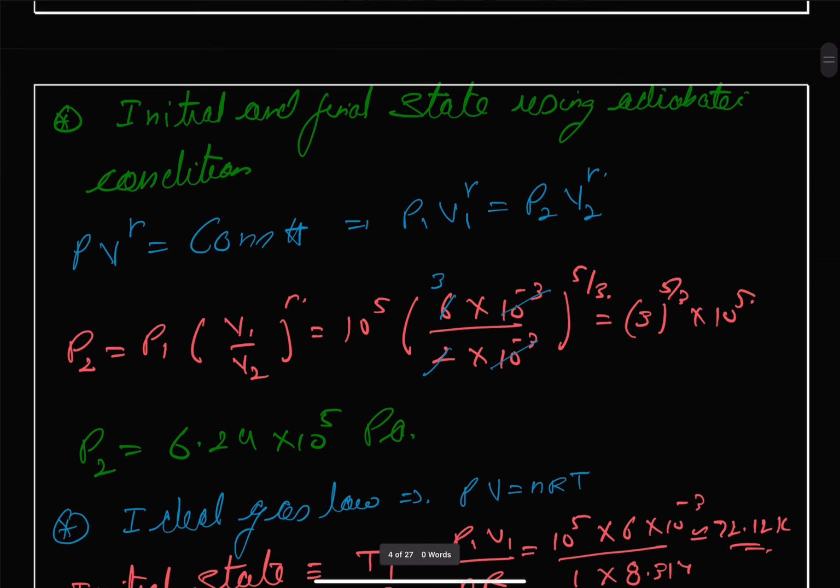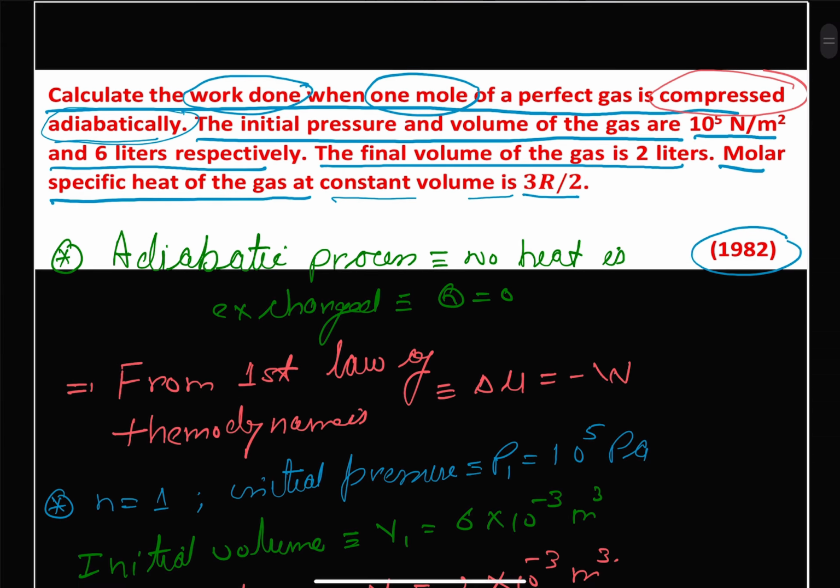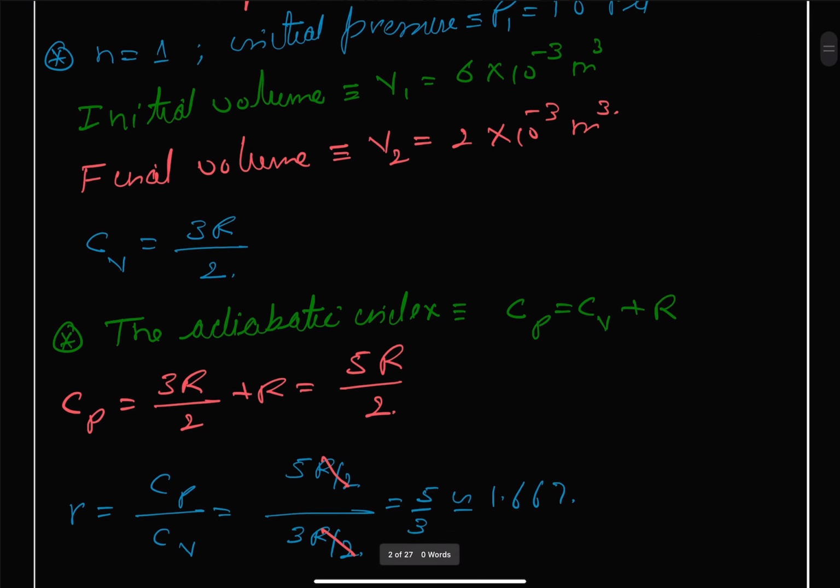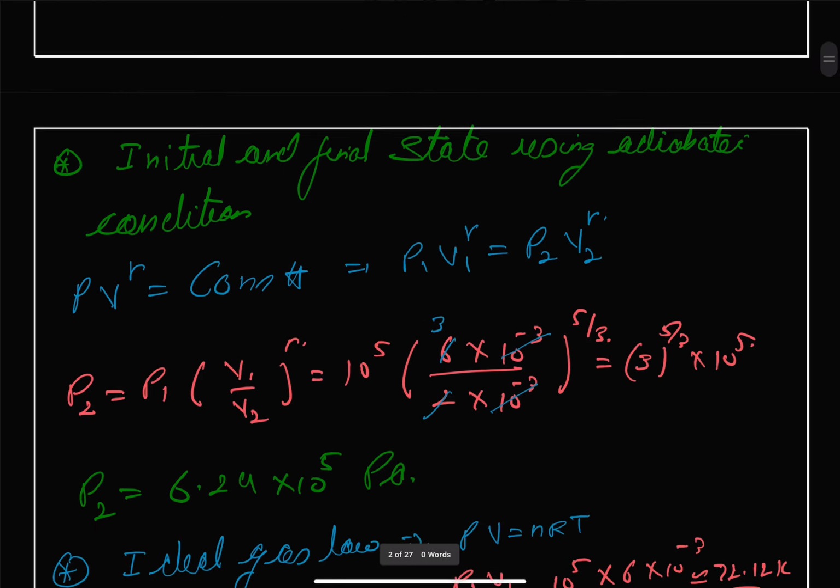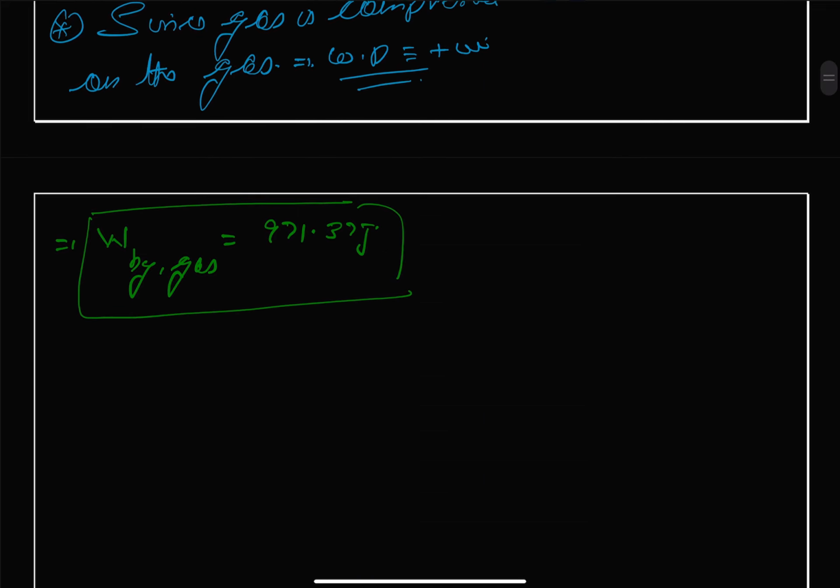Calculate the work done when 1 mole of the perfect gas is compressed adiabatically. In this case, there are two things in the first line itself. It states that calculate the work done when 1 mole of perfect gas is compressed adiabatically. Compression means the work done will be on the gas. But we have to find out the work done by the gas. So that's why the work done by the gas will be coming as negative. So we have to keep this thing in mind.